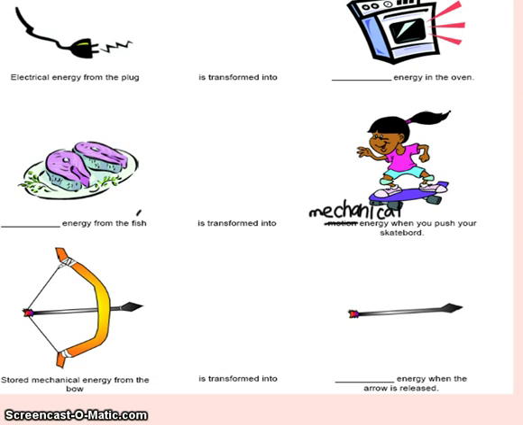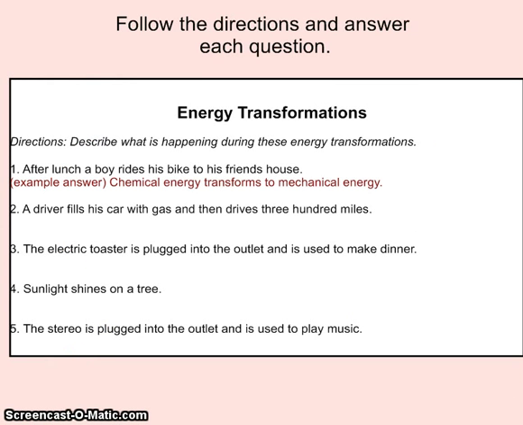What I would like you to do now is, on the very back part of your sheet, you'll see it says Energy Transformation Review Questions. What you're going to do is you are actually going to describe the different forms of energy transformations that are occurring. So, for example, question number 1 says, after lunch, a boy rides his bike to his friend's house. Remember that lunch, or food, is an example of chemical energy. So he would write, chemical energy transforms into mechanical energy, because remember, the riding of your bike is motion.